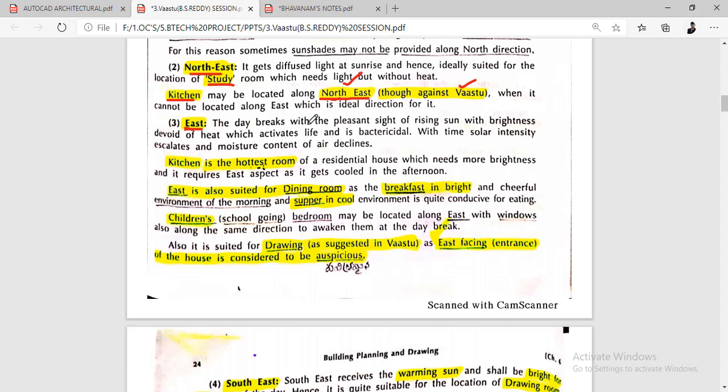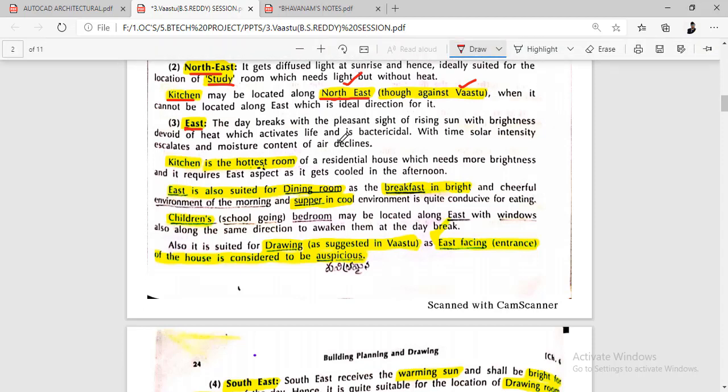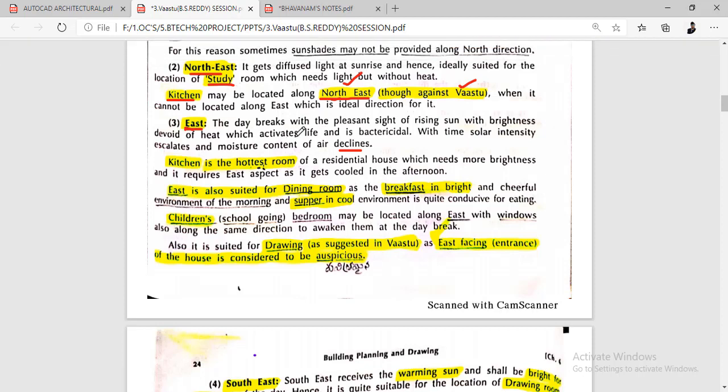Okay, that is somewhat seen to activate bacteria, and as solar intensity escalates the moisture content of the air declines. The main thing is the east side: whenever the sun rises, those rays are not harmful to us, and they give us good health. So that's why, see, the kitchen is the hottest room.